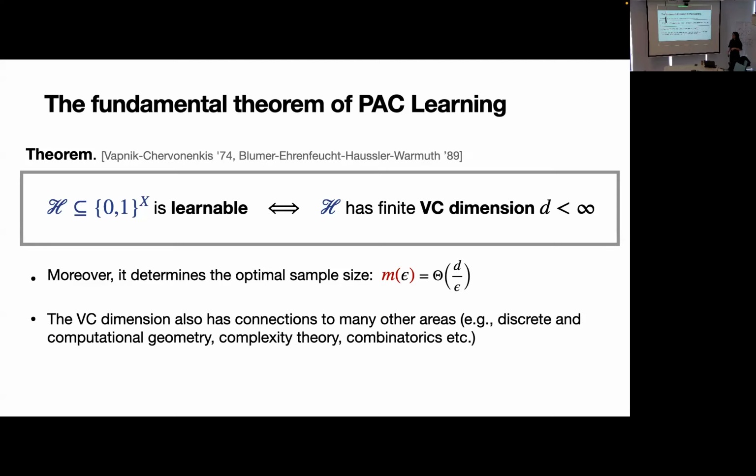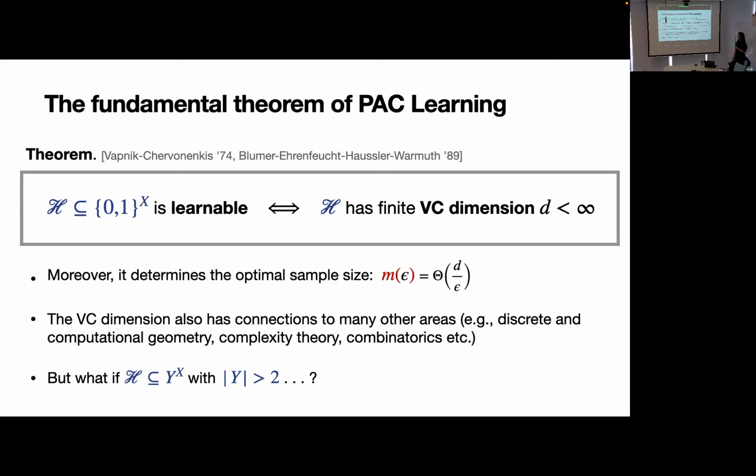Good. So the VC dimension was born in learning theory, but it also has connections to many other areas like discrete and computational geometry, complexity theory, combinatorics, etc. It's a wonderful tool and theory that is very general, but unfortunately it's very tailored to the case where we have only 2 labels. So what happens when you have more than 2 labels? How do we generalize all of these ideas? That's what we're going to focus on.